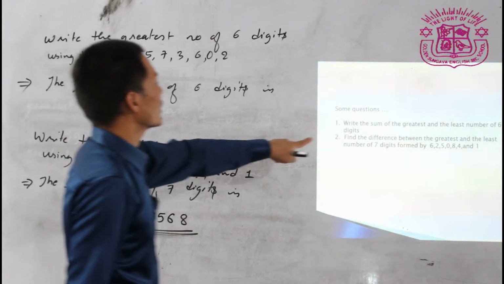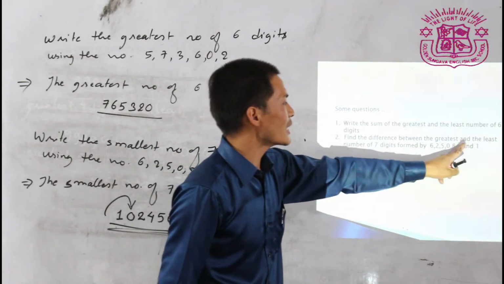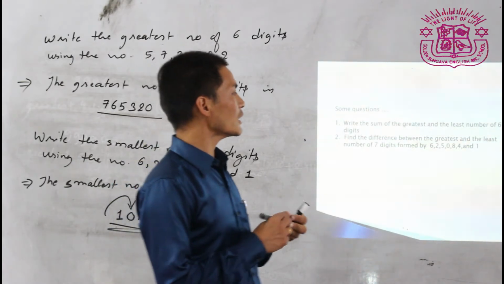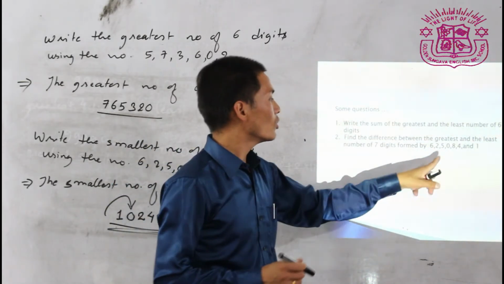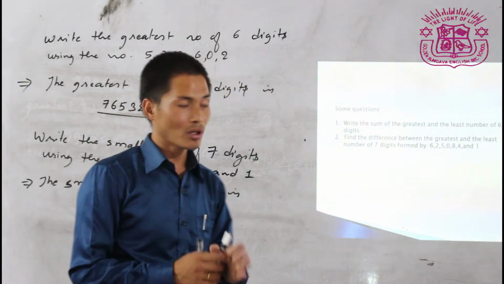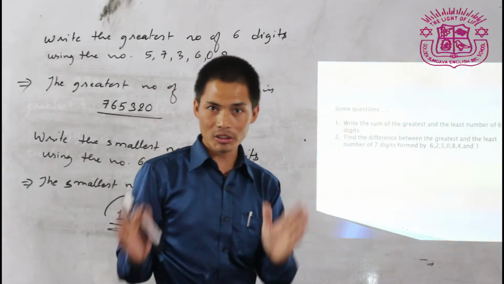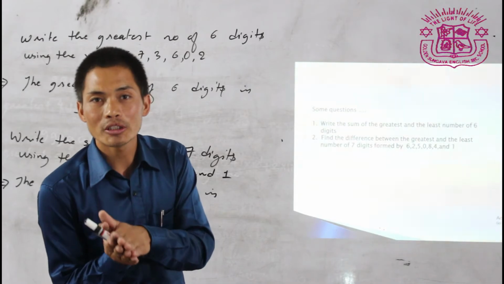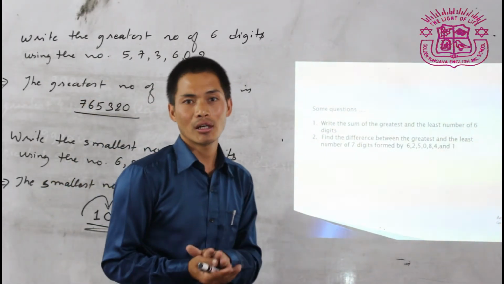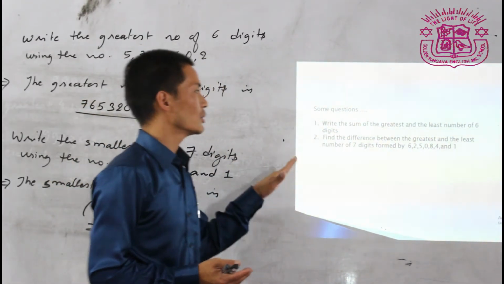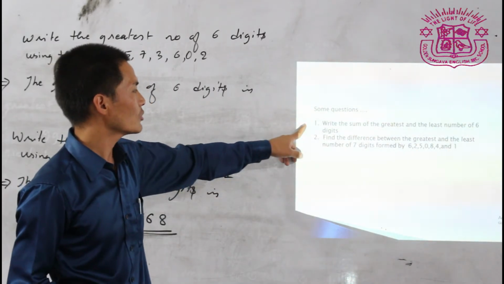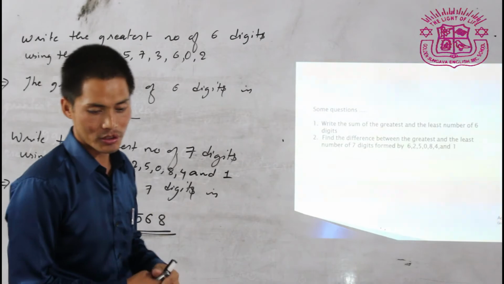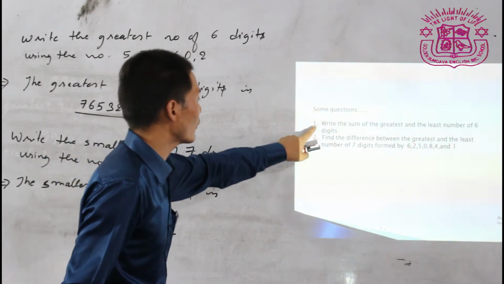Here is the question. Find the difference between the greatest and the smallest number. Find the difference means, first of all, arranging these numbers, you have to write the greatest number at first. And then write the smallest number. And the difference means you have to subtract the smallest number from the greatest number. That is the term. And the question 1 I have already done. Write the sum of the greatest and the smallest number. Okay, I'll solve this question 1 for you.